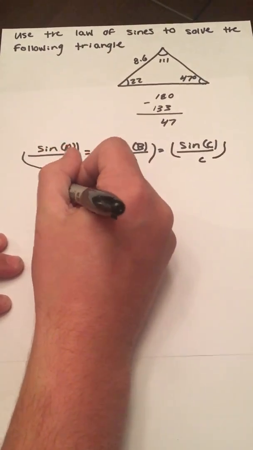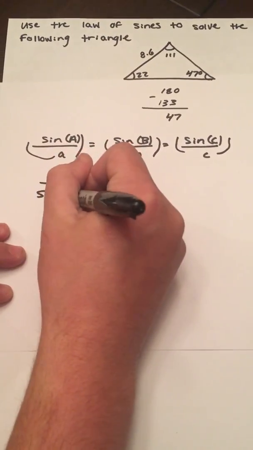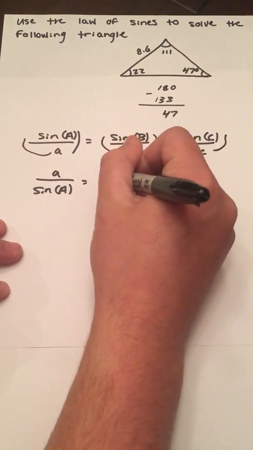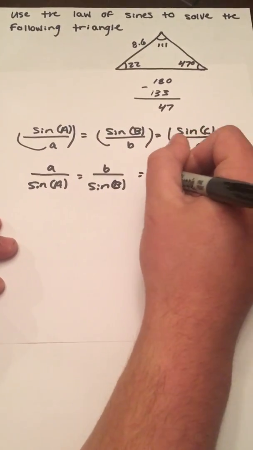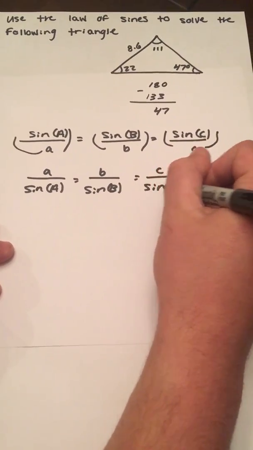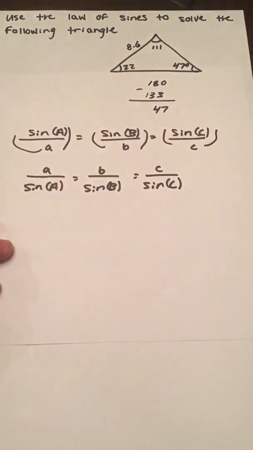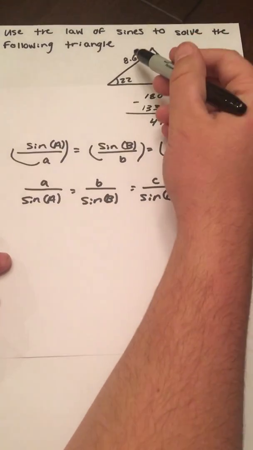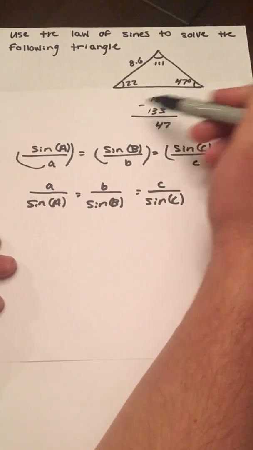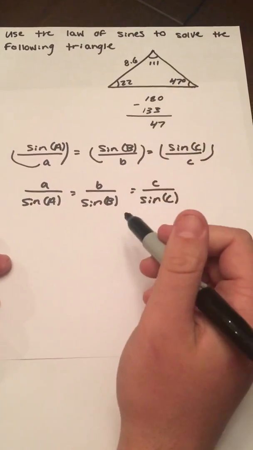In doing that, we have little a over the sine of big A equals little b over the sine of big B equals little c over the sine of big C. Now, since we have the angle for big C and the side for big C, we can use that to solve for the other two sides we need.